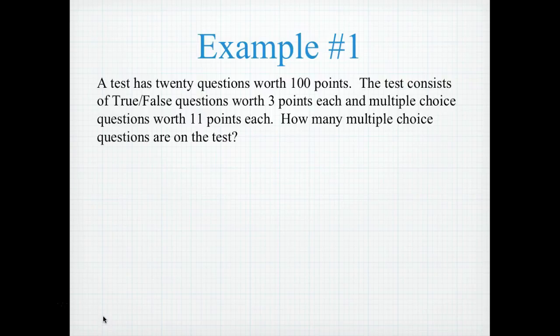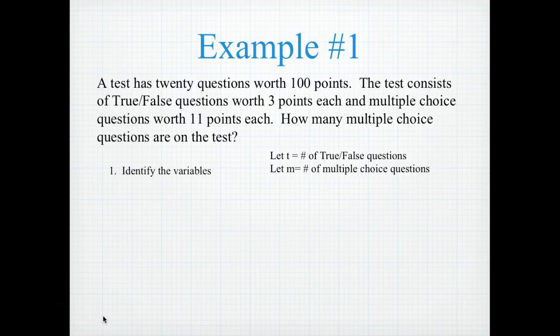So as we move forward, we need to identify the variables. In this case, we're going to have two variables. We need to identify how many multiple choice questions are on the test and how many true-false questions are on the test. So for this problem, we're going to let T represent the number of true-false questions and M represent the number of multiple choice questions.